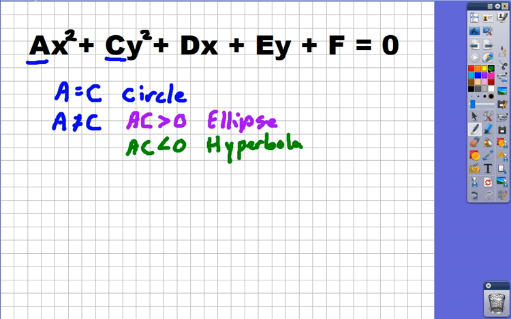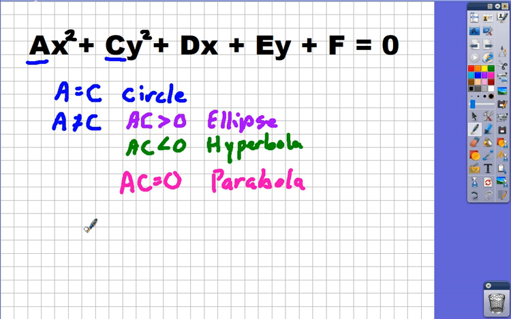And then finally, the one that we're kind of most concerned with today is if A times C equals 0. That would mean that one of these variables is 0, but one of them is a number. Then you've got a parabola. So we can look at our equation here and determine what shape it is just based on the A and the C values there.